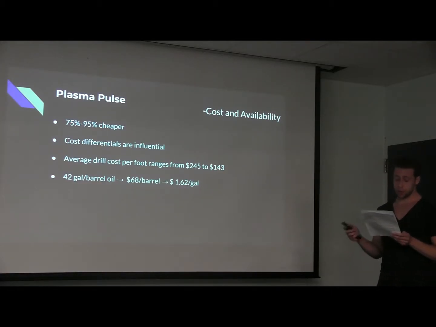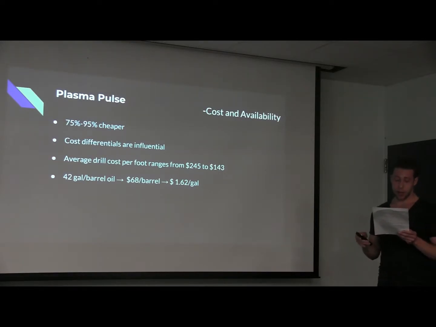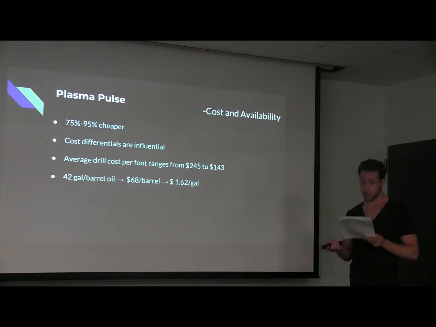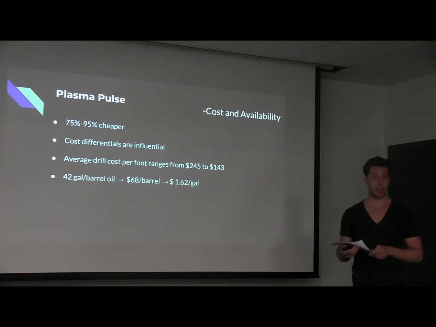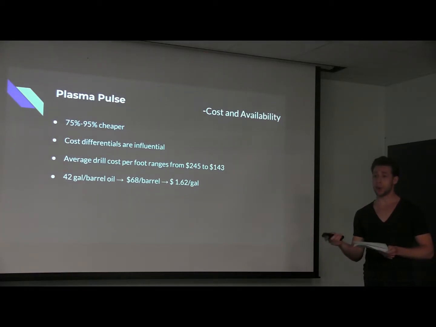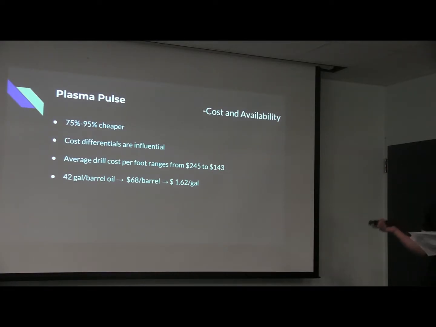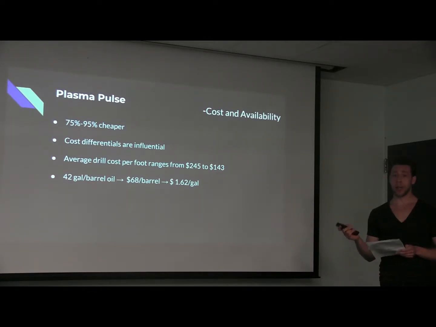The average drilling operation per foot for a fracking operation is $245 to $143 and fluctuates accordingly in response to the commodity at the current time. And what I just looked up recently was that there are 42 gallons of oil per barrel, and the current price is $68 per barrel of oil. And we can do some math and figure out that that comes out to $1.62 per gallon.